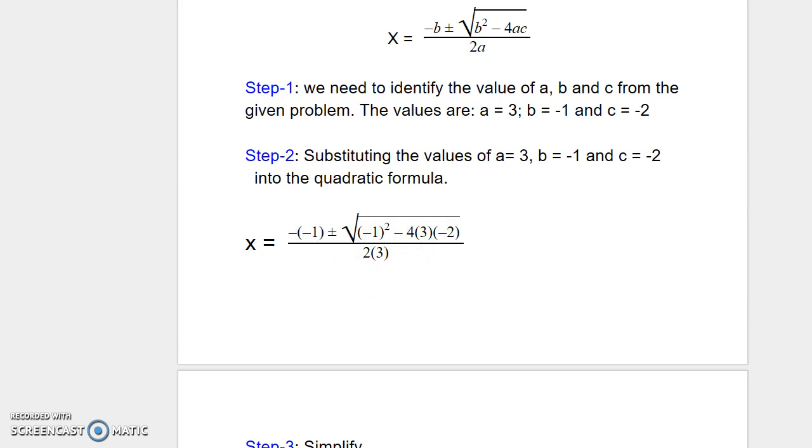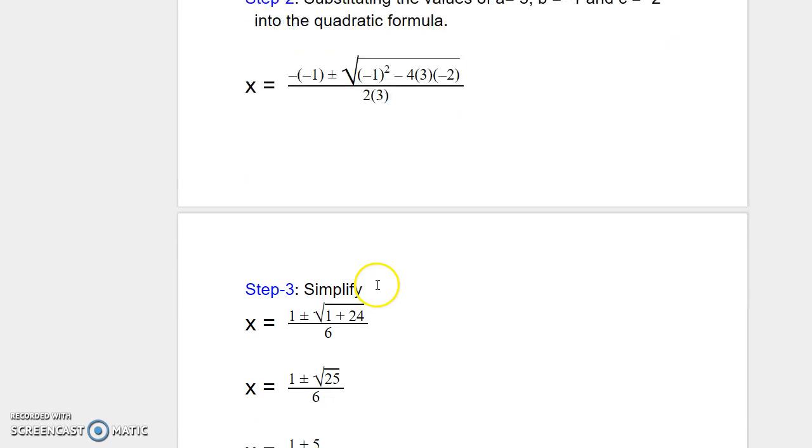So we have successfully substituted the values of a, b, and c into the formula. Now as step 3, we're going to simplify. The negative of -1 is positive 1, plus or minus the square root of -1 raised to the power of 2, which is 1, and then minus 4 times 3 times -2. Negative times negative is a positive. 4 times 3 is 12. 12 times 2 is 24. The whole thing divided by 2 times 3, which is 6.